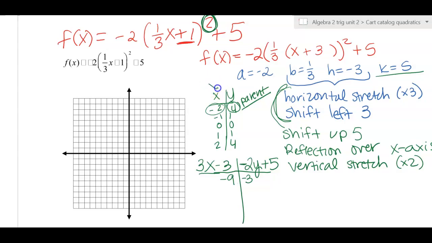But you have to know your parent function in order to do this. If you don't know your parent function, you don't have any starting point. Okay, and that can be memorizing it or quickly making it by just squaring those 5 key numbers.